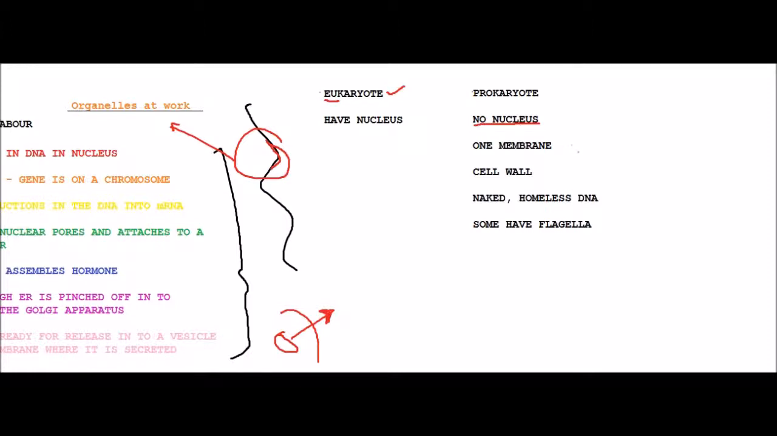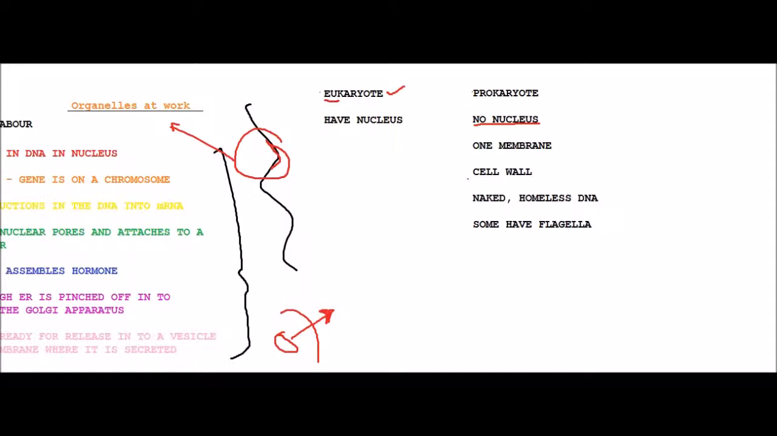And what else can we say? There is only one membrane, the cell surface membrane, around the outside. So it doesn't contain membrane-bound organelles that we learned about in the last video. An example of a membrane-bound organelle would be like a mitochondria. So it doesn't have any of those kinds of organelles.